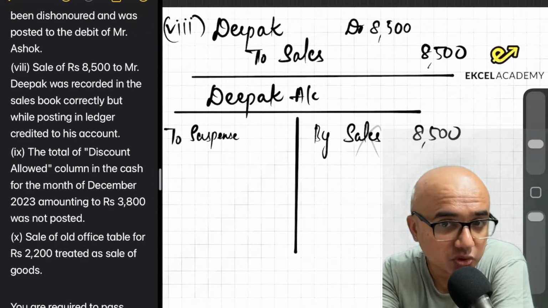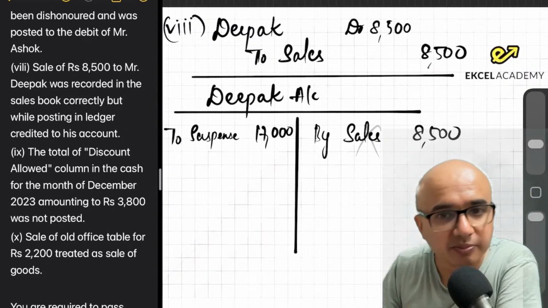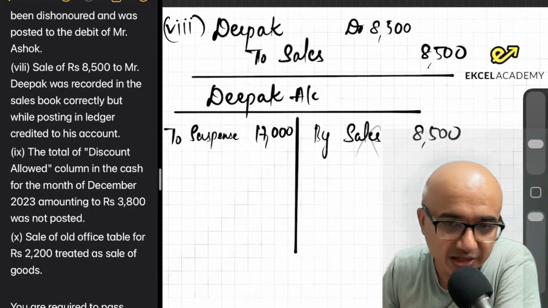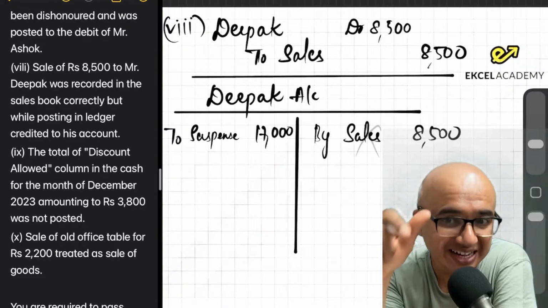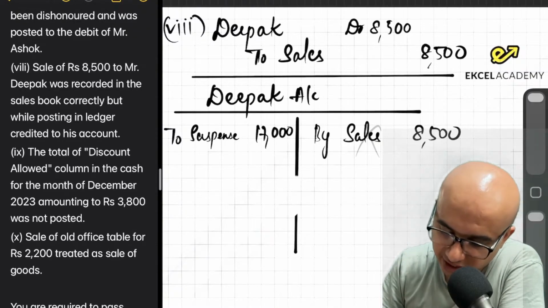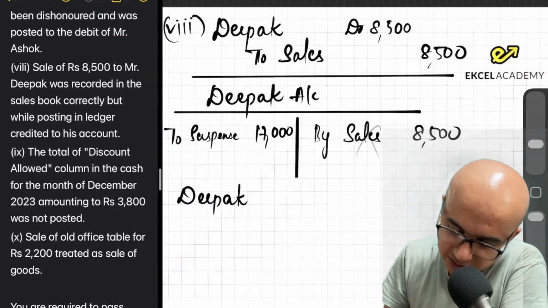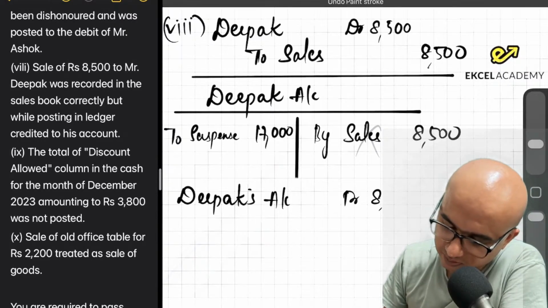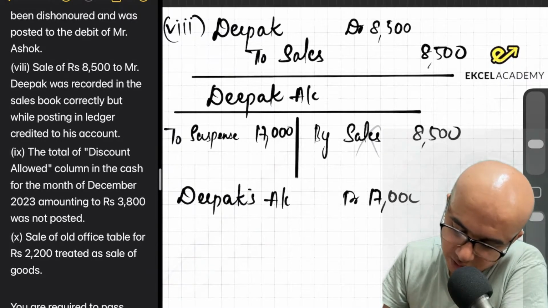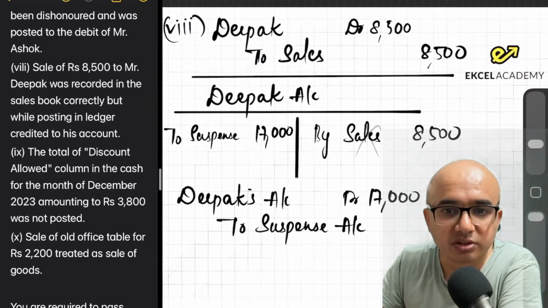What about passing the right debit entry? For that, what should we do? We should write 17,000 here. Out of that 17,000, half, that is 8,500, will go towards rectifying the wrong credit entry, and the remaining half will go towards giving the right debit effect. So the rectification entry which you will be passing in the exam would be Deepak's account debit 17,000 to suspense 17,000. That's it.